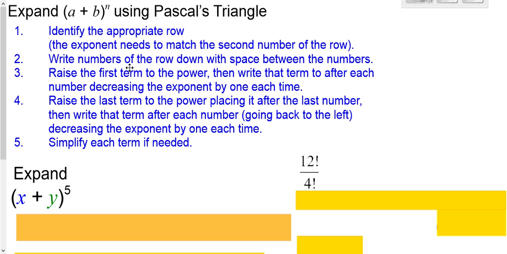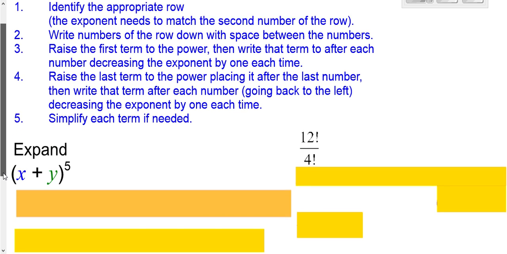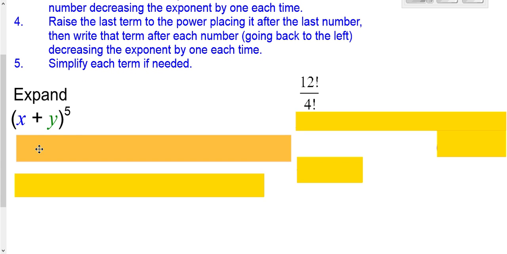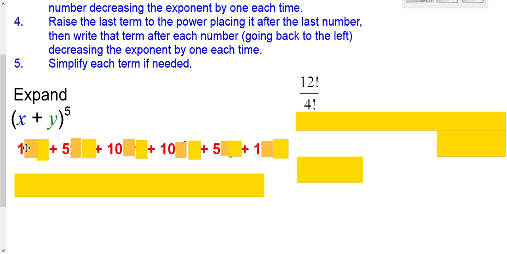Then you want to write out the numbers of that row separated by space with plus signs in front of them. Then you want to take the first term, raise to your highest exponent of 5, and then you're going to decrease that by 1 as you go across. And then vice versa for the y. And then we might need to simplify. So we're going to write down the fifth row of Pascal's triangle. So I have 1 space with a plus 5 space, plus 10 space, plus 10 space, plus 5 space, plus 1.